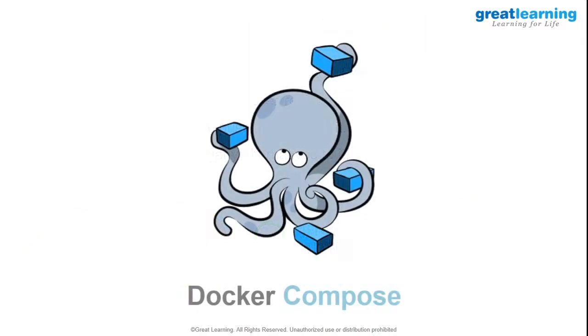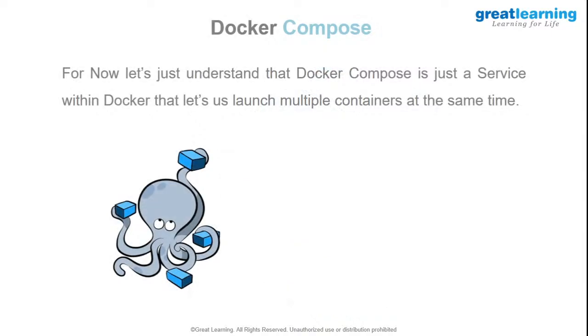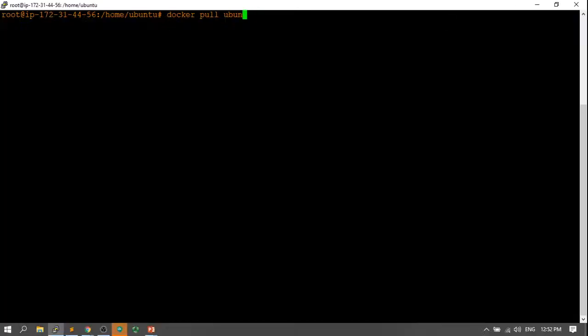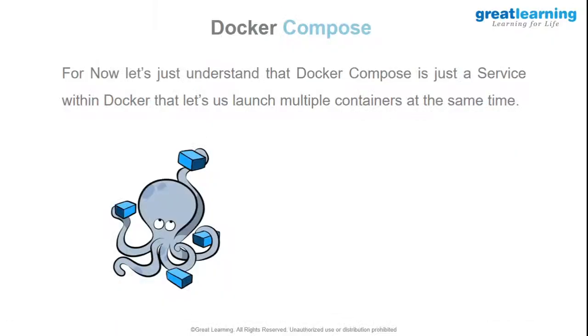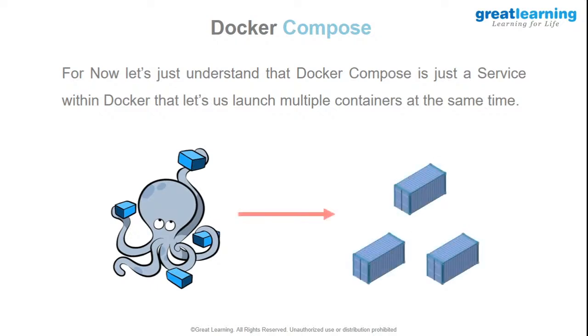Now let's go through Docker Compose and Docker Swarm. For now, just understand that Docker Compose is a service within Docker that lets us launch multiple containers at the same time. If you remember, we did docker run -t -d and the name of the image. This was only running one container. So what happens when you want to launch multiple containers at the same time? You make use of the Docker Compose service. You write a docker-compose.yaml file, and inside that YAML file you write all the configurations for each service or container, and then you build that file. Once you build it, you will have all of your containers.